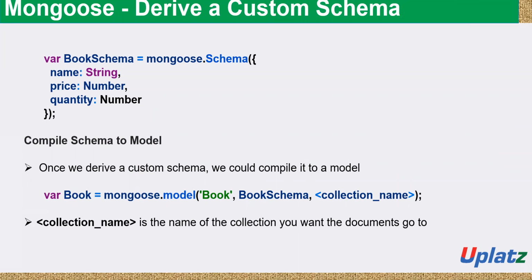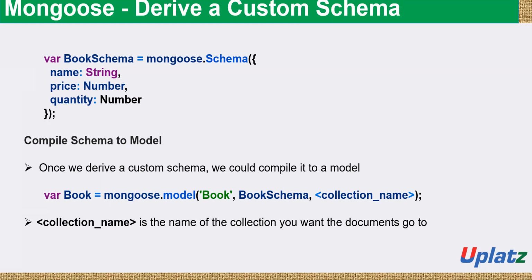Once we are done with the schema, the next step is we need to convert the schema to a model. For that, on our mongoose reference, we need to call a method called model, where the first argument is the name of the model, the second argument is the schema, and the third argument is the collection. So the third argument, collection, is the name of the collection. We need to specify the collection name where we want our documents to be inserted.